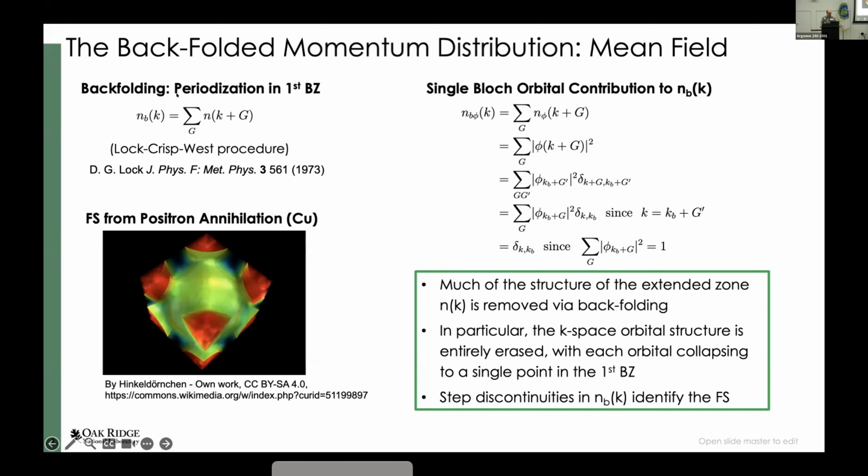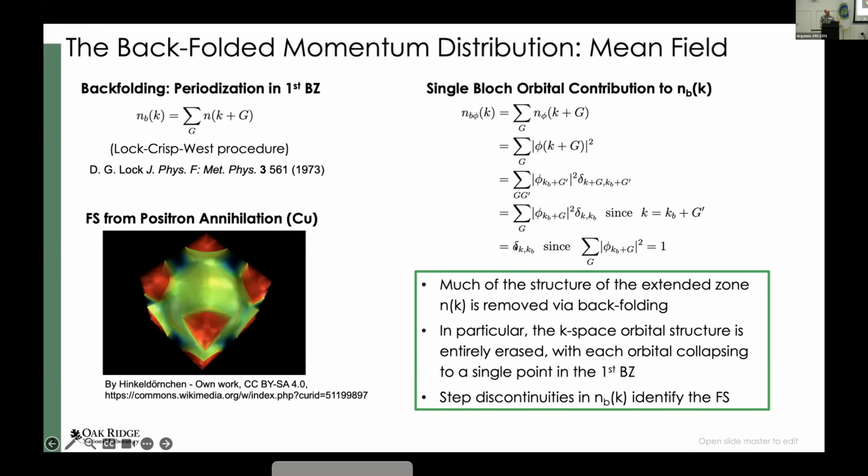If you look at this procedure in more detail, you can see a bit more of what it's doing. For example, if you take just a single Bloch orbital's contribution to the momentum distribution, that's just that Bloch orbital squared. This looks a lot like the contribution of one orbital to the density, and has the same form for the momentum distribution. But if you go and take this G-vector sum on this orbital and do a little bit of math, what comes out is that you actually just get a delta function.